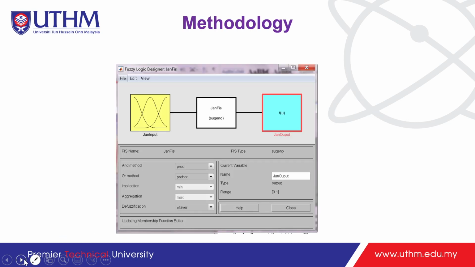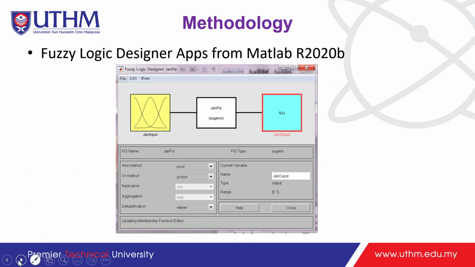So this is from the Fuzzy Logic Designer in Matlab. This is our January input, and we choose Sugeno, where the output is a constant value. This is the January output. We are using the Fuzzy Logic Designer app from Matlab R2020b.